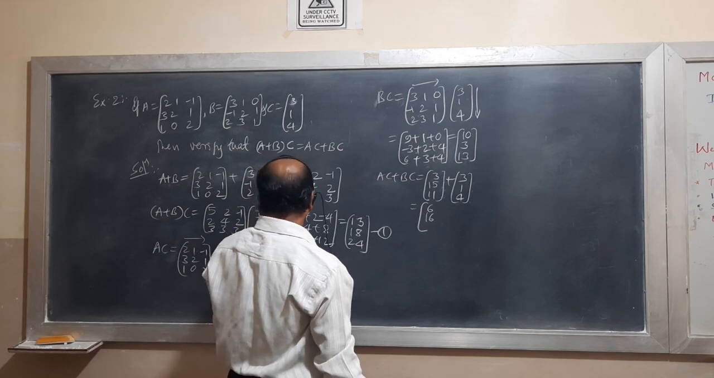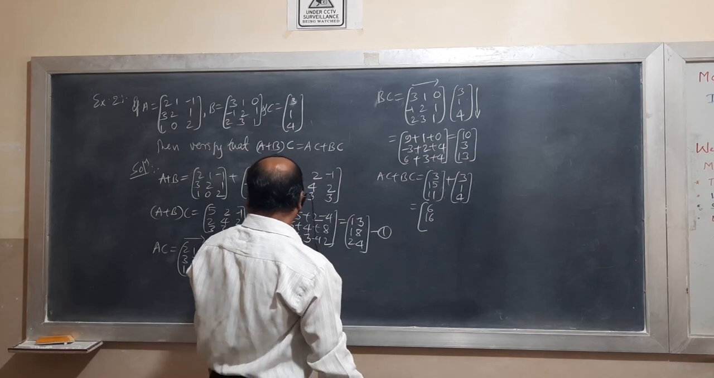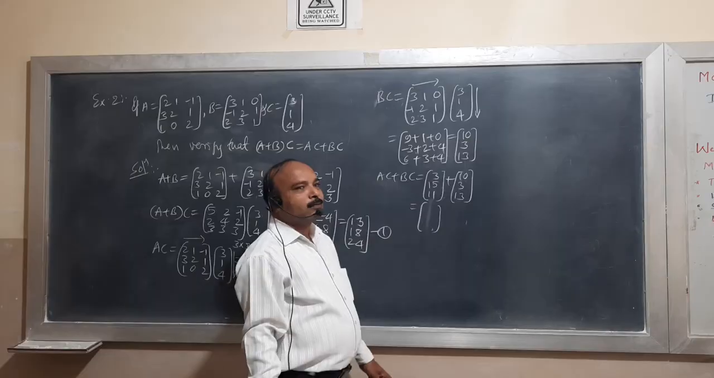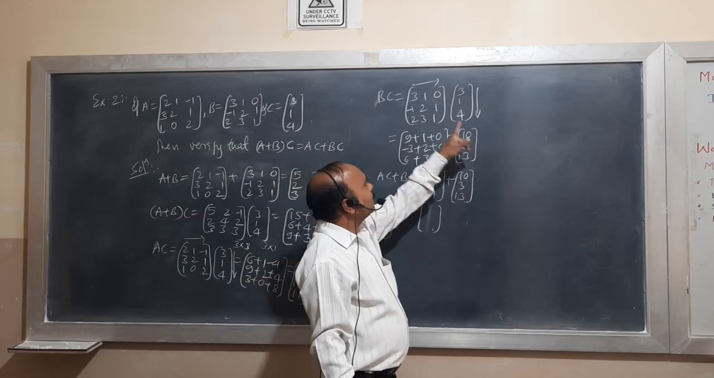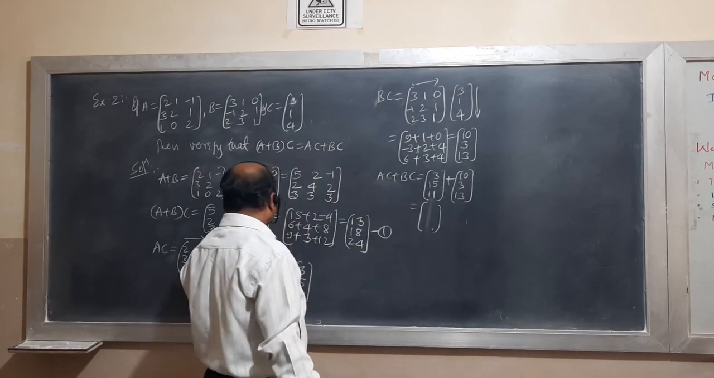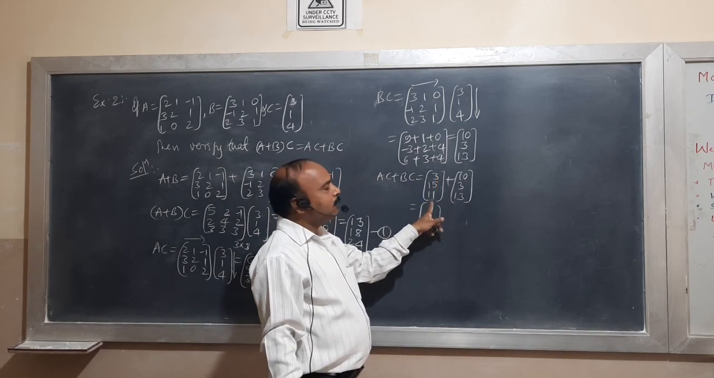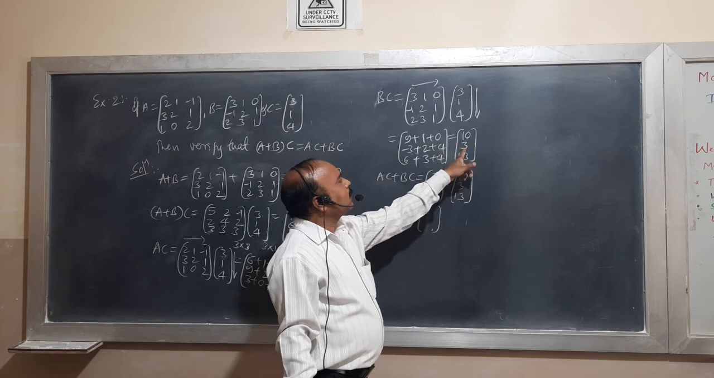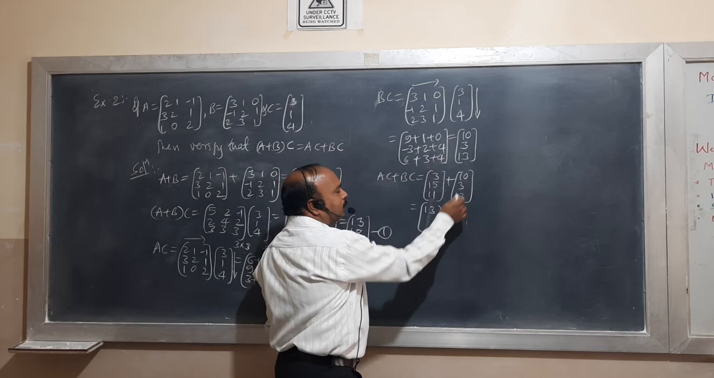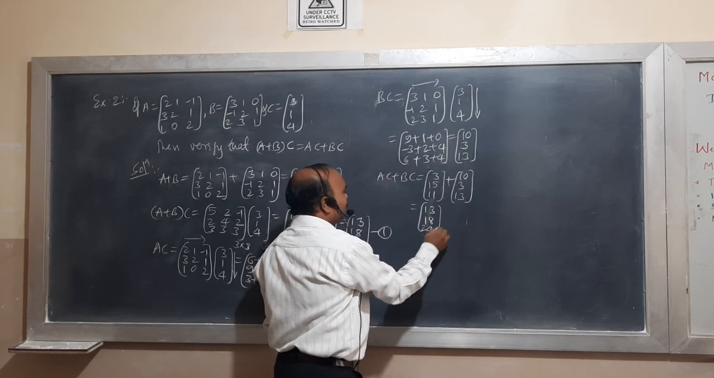11 plus... here BC we got, it is 10, 3, 13. AC is there already, 3, 15, 11. AC plus BC: 3, 15, 11 plus BC 10, 3, 13. Add these two. 3 plus 10 is 13, 15 plus 3 is 18, 11 plus 13 is 24.